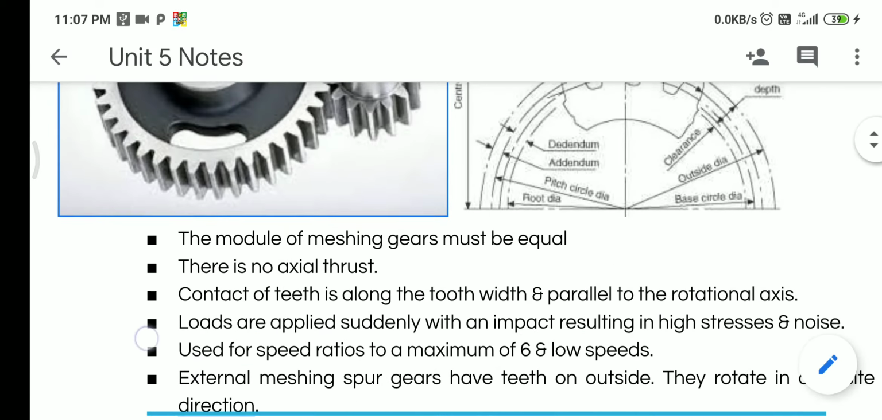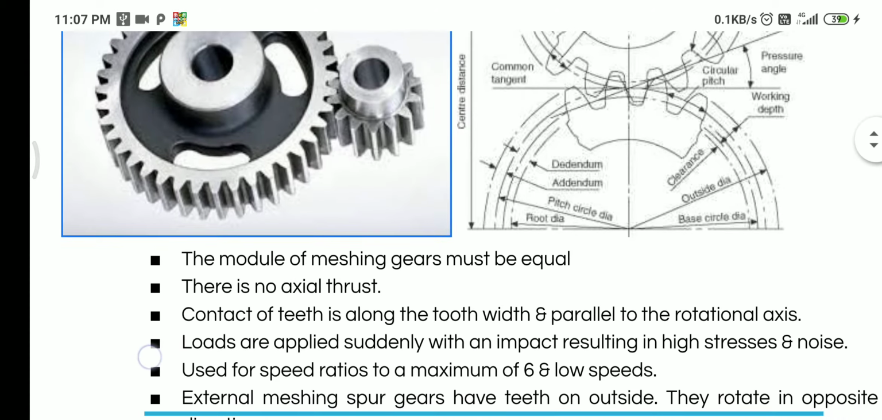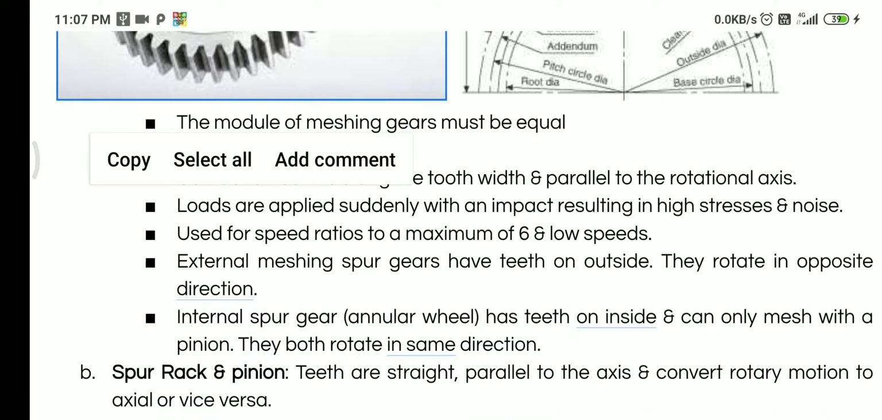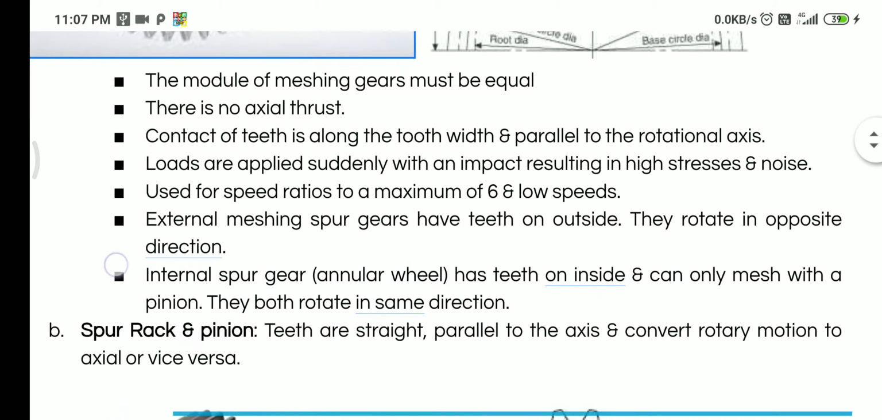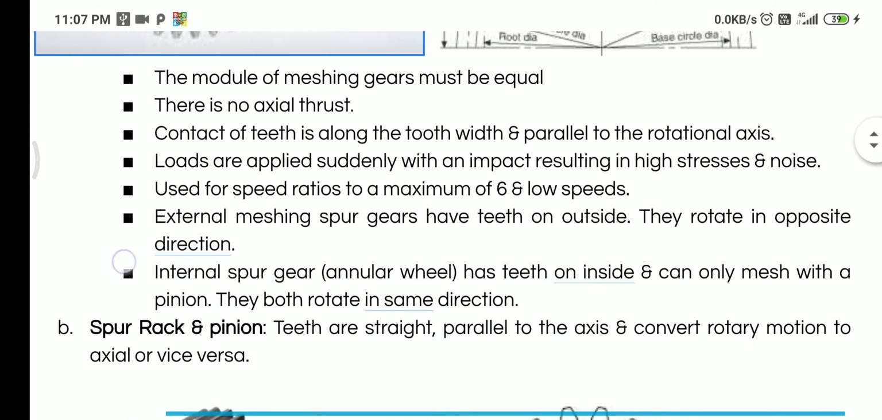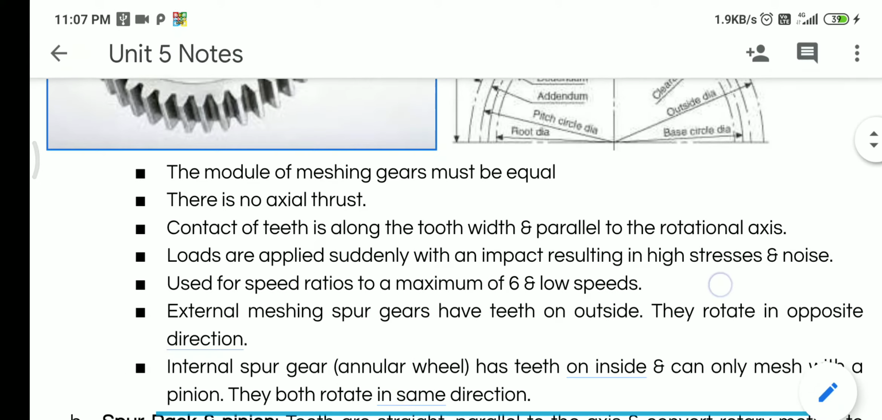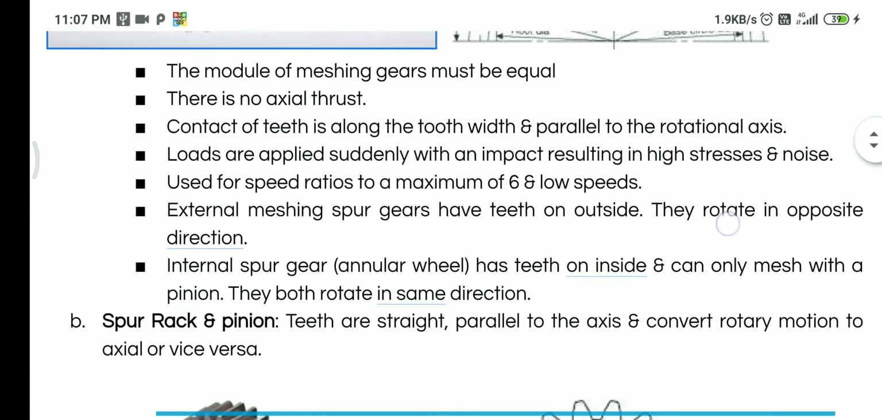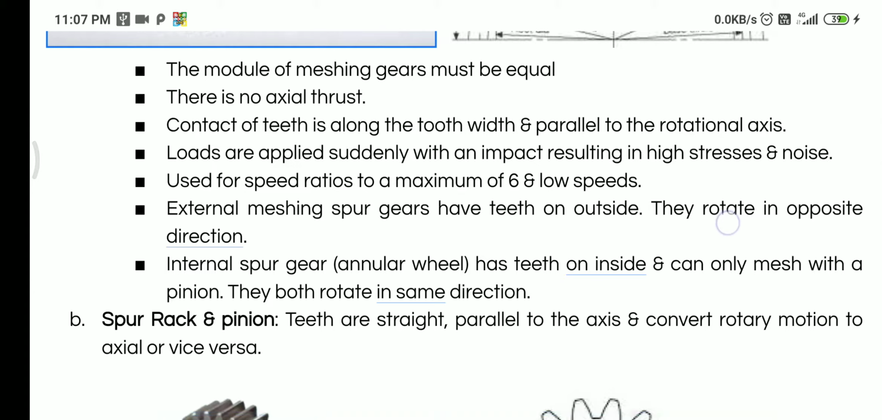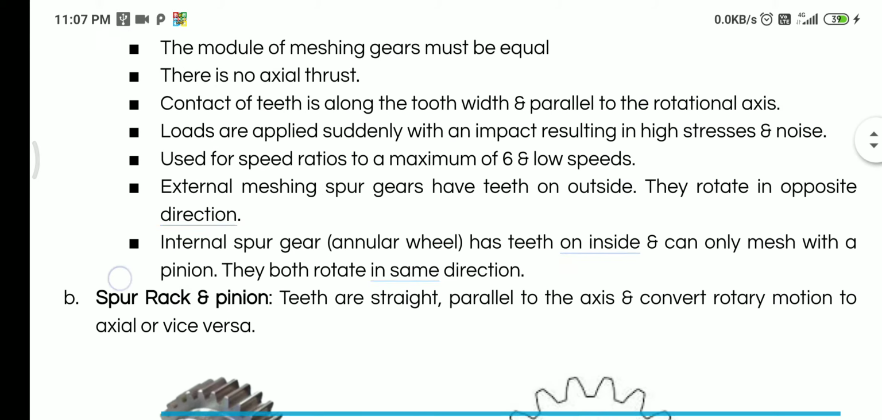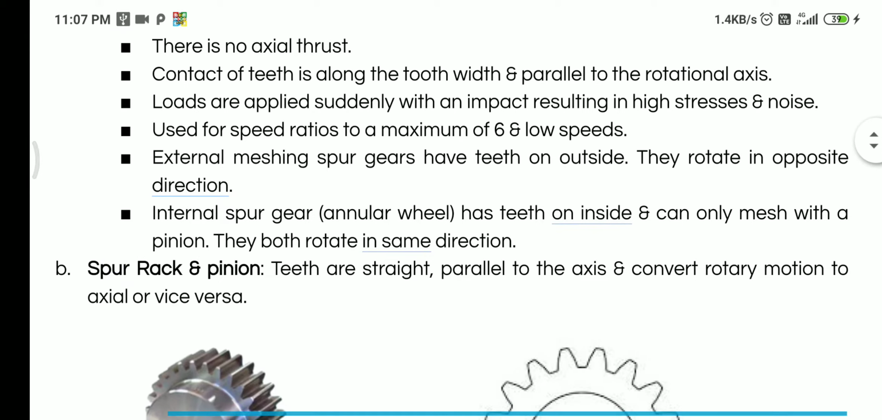If the module is not the same, then the teeth are going to be of different sizes and there will be a meshing problem. So when you are choosing two gears which you want to mesh, make sure that the module is the same. Then there is no axial thrust. The axial thrust means the force in the direction parallel to the axis. This doesn't exist in the spur gears. It actually exists in the helical gears, which we have next in line. We'll see it later.